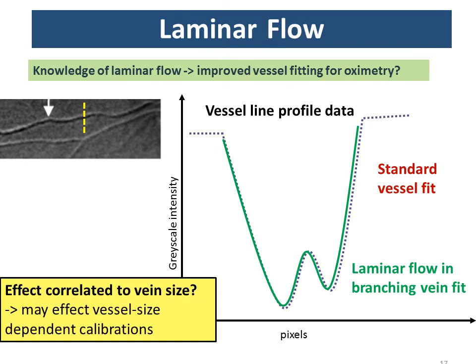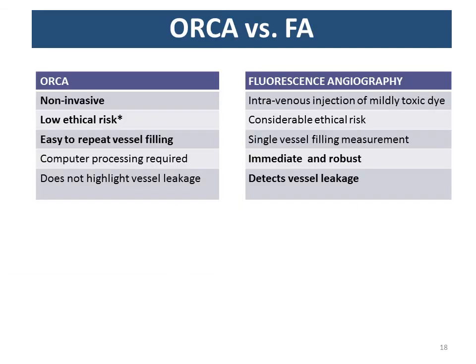And I think this might be something that's correlated to vein size. You could expect that larger branching veins may have multiple oxygen saturations flowing in them. And if you're doing vessel size dependent calibrations, as some people have done in the past, maybe this could affect it. So it's just something to bear in mind.